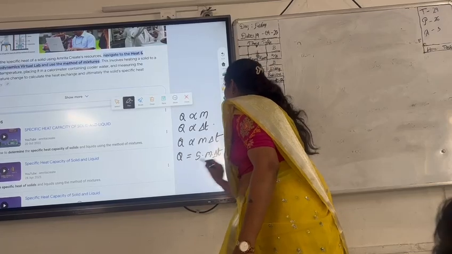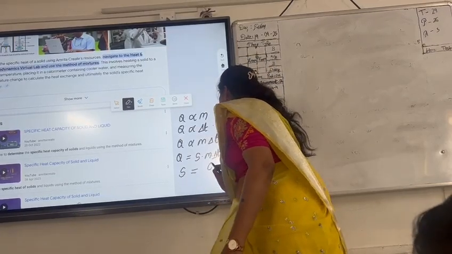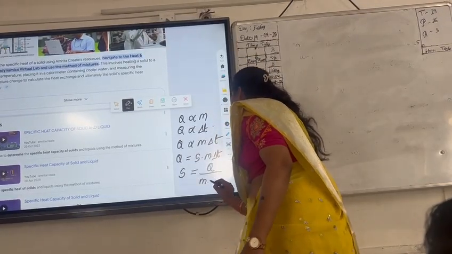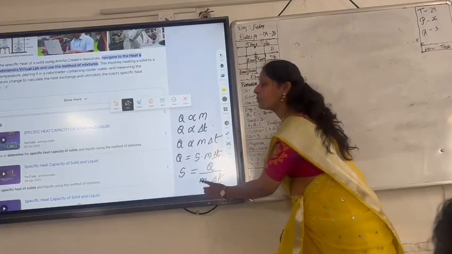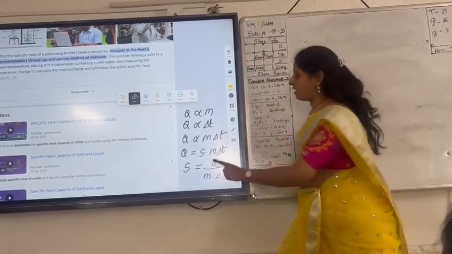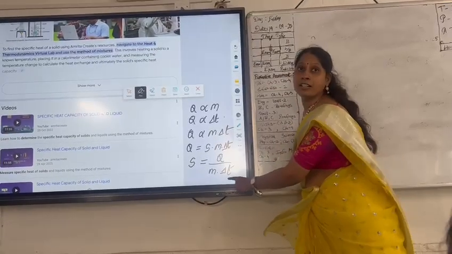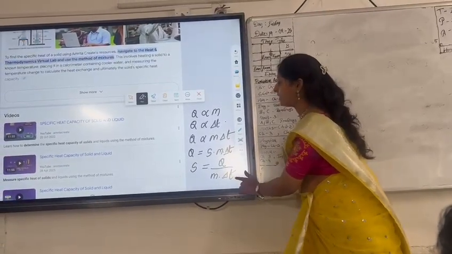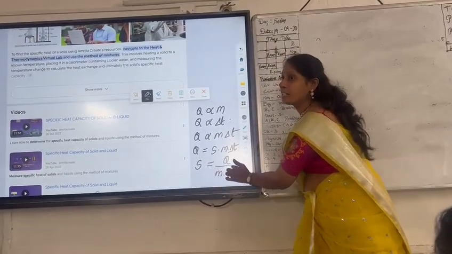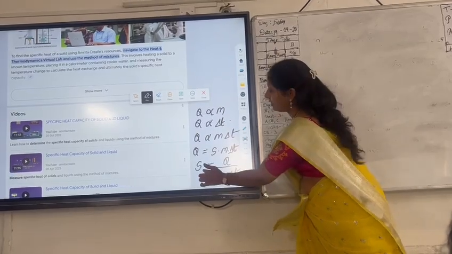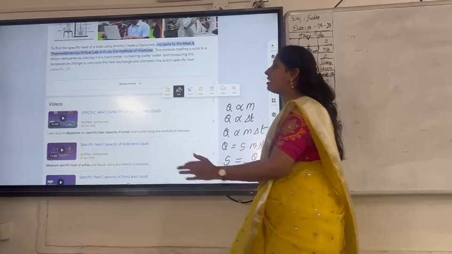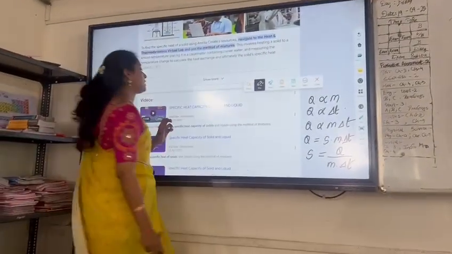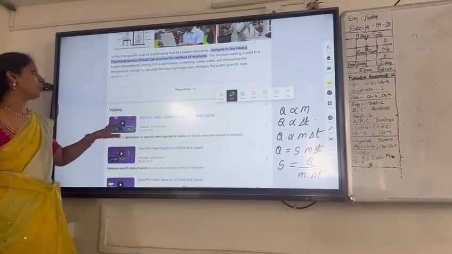So from this, specific heat is equal to heat energy divided by mass of the body into delta T. If the mass of the body is 1 gram or unit mass and the change in temperature is 1 degree centigrade, then the required amount of heat energy is equal to the specific heat. Clear? Now we will discuss how to find the specific heat of a given solid.